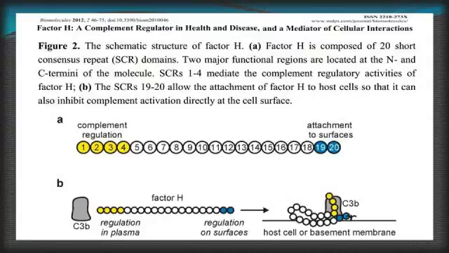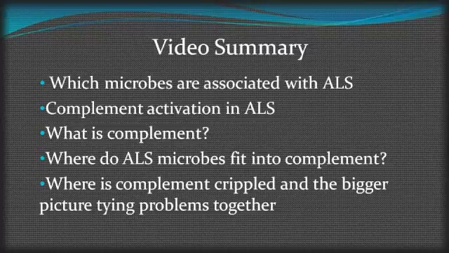And what you can see, the one side is for complement regulation, the other side is for attachment to the surfaces of host cells. You can see in figure B that it has one side for regulation in the plasma, the other side for the regulation on the surfaces. And you can see the picture where it is protecting a host cell by attaching itself to the C3b. Overall, this is a very simplified look at complement.